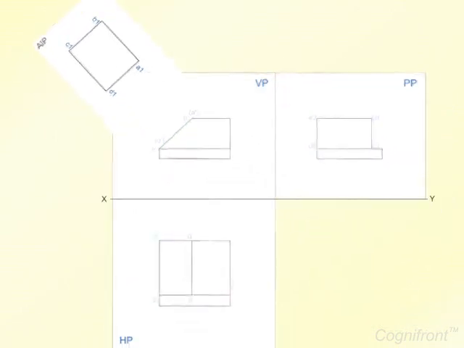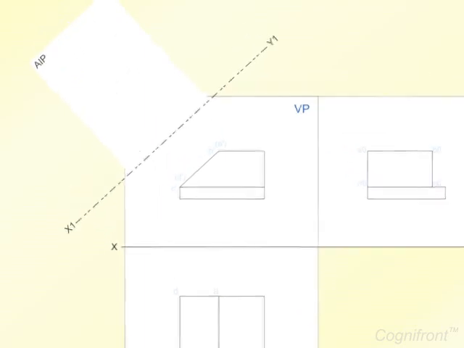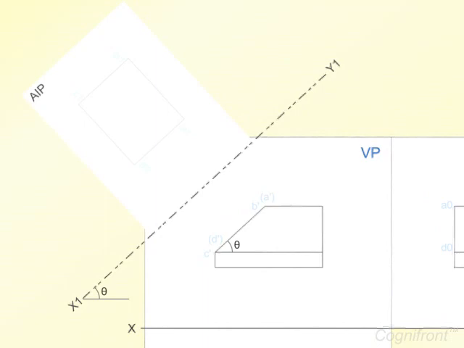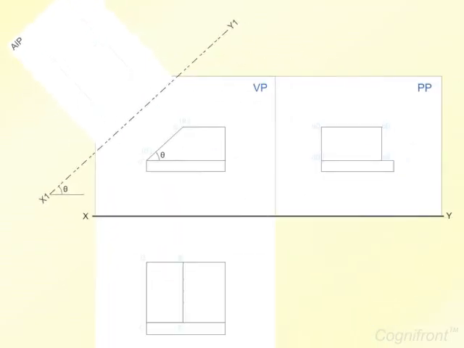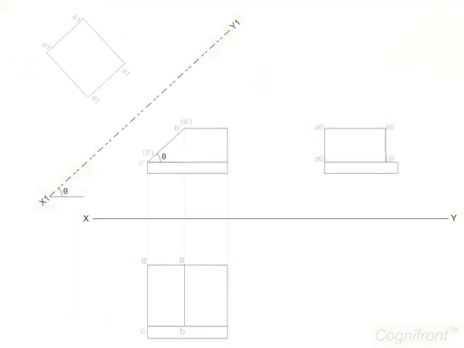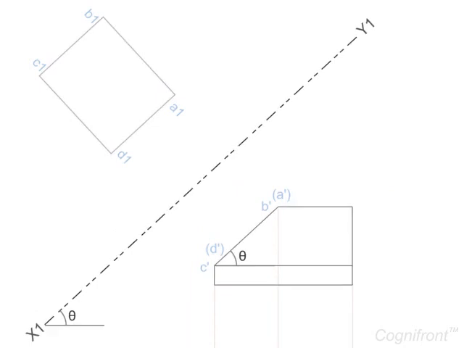Let's see the procedure to draw the auxiliary views. Draw a new reference line x1, y1 representing the auxiliary inclined plane. This line will be inclined at an angle, say theta, to the reference line xy at any distance. This line x1, y1 will be parallel to the slant surface edge view.